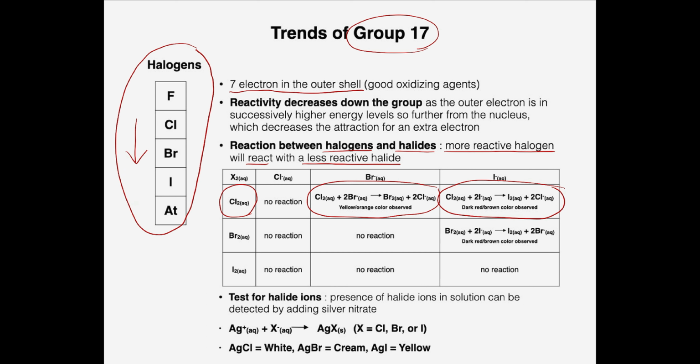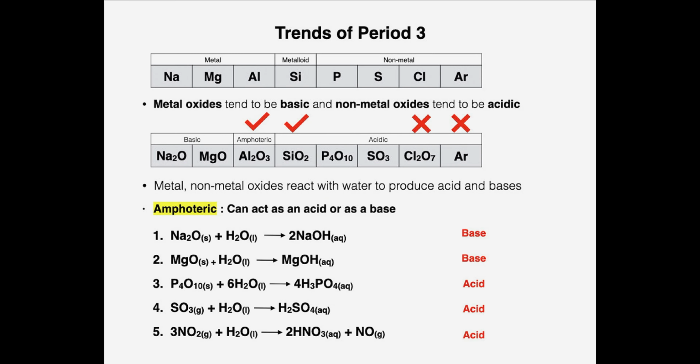Also, a test can be conducted to find the presence of halide ions in a solution by adding silver nitrate. The silver ions will react with the halide ion to form a precipitate of the silver halide. Looking at the color, we can detect the kind of halide that was in the solution. Let's look at trends in period 3.